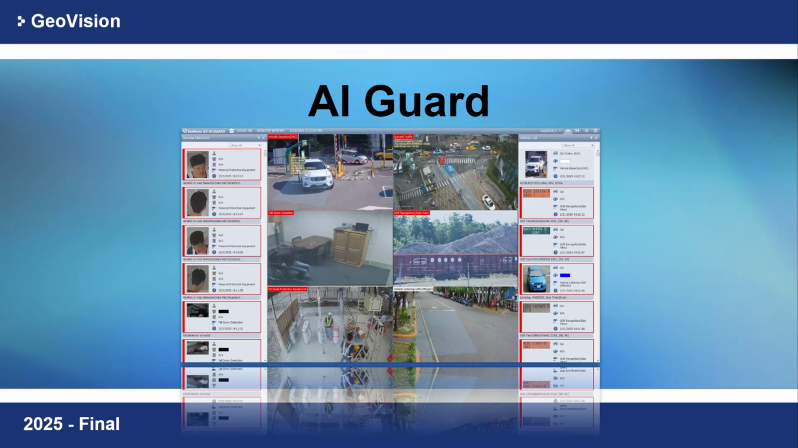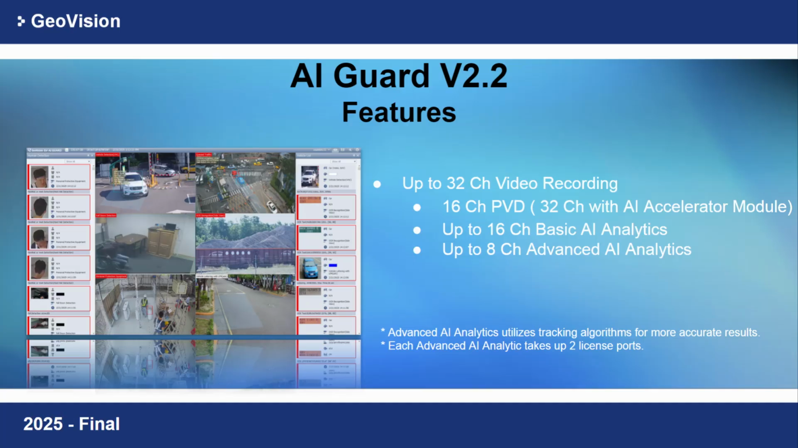Next, AI Guard. AI Guard supports 32-channel video recording with 16-channel PVD, which can be expanded to 32 channels of PVD by installing an AI accelerator module. For AI Analytics, it supports a maximum of 16-channel Basic Analytics or 8-channel Advanced Analytics.